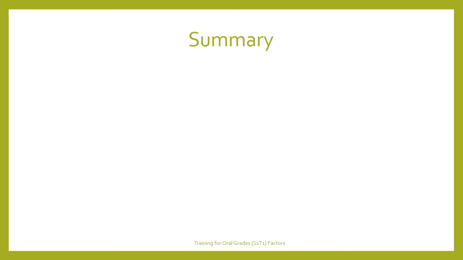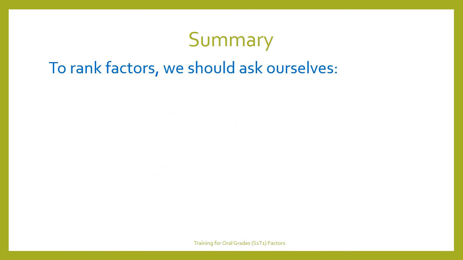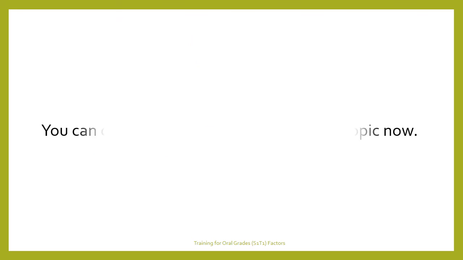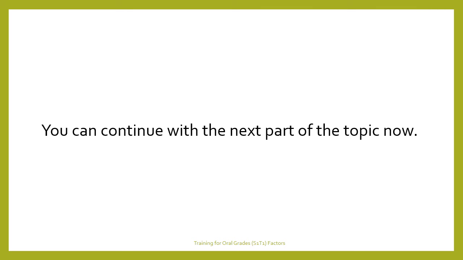So, let's recap. We should always rank factors by asking ourselves what the effect on the student's actual performance is, whether it is positive or negative. And we have to think about the impact of the effect. Do I see my student having real communication outside the classroom? Think about this when you do the following activity. And you can continue with the next part of the topic now.